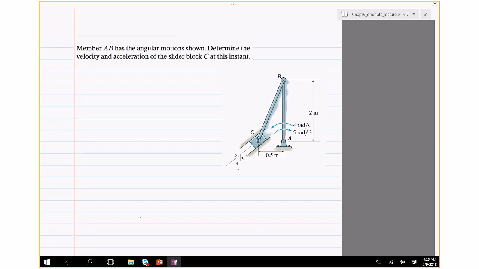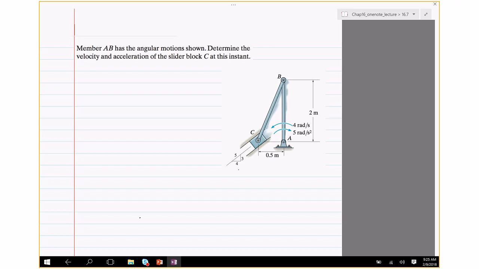So in this case, remember AB has angular motion shown. So you're only given the angular velocity and angular acceleration of AB. Determine the velocity and acceleration of the slider block C. Okay, so given accelerations and velocities of one link, you're told to find the accelerations and velocities of some different point.